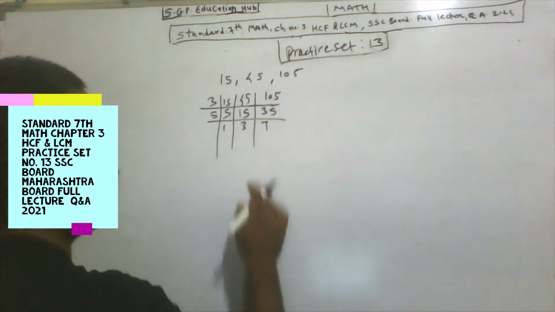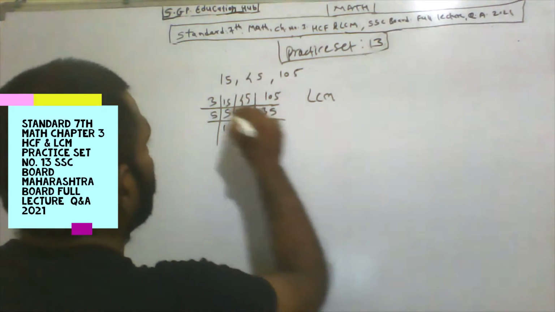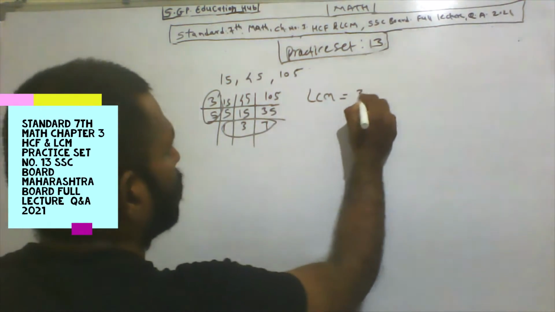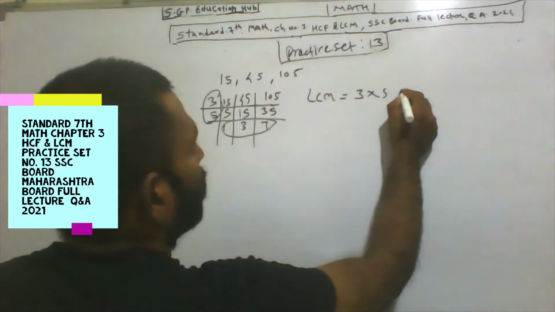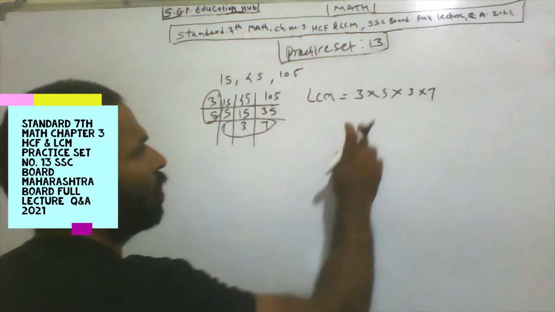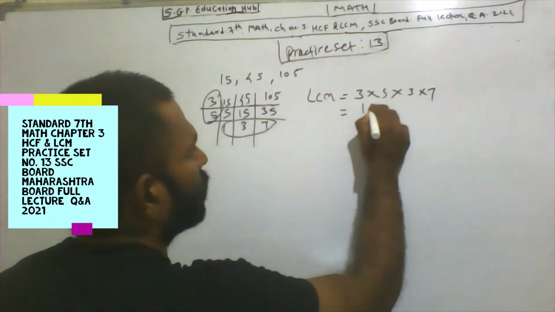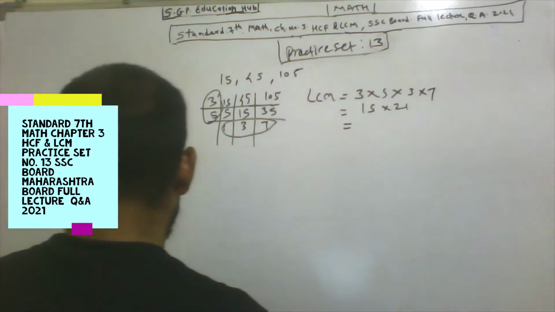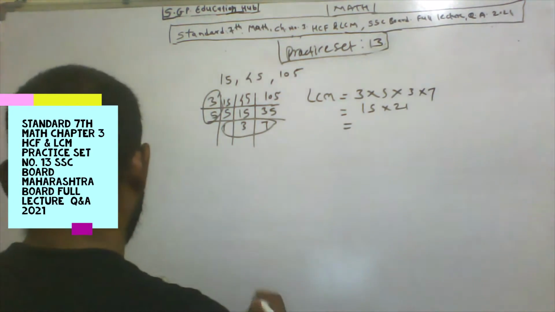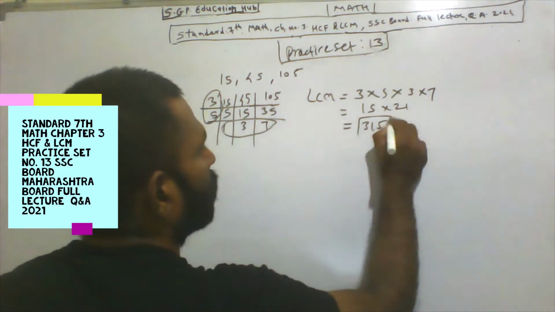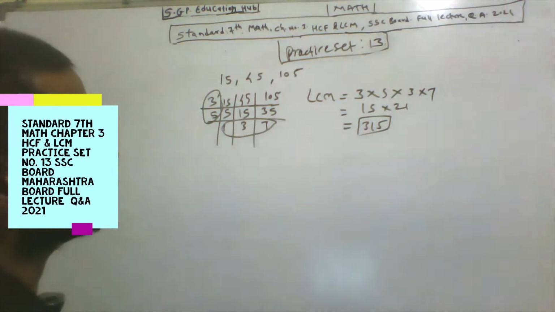Okay, LCM is all these divisors and the remaining numbers, equal to 3 into 5 into 3 into 7. 3 into 5 is 15, 15 into 21 is equal to 315.